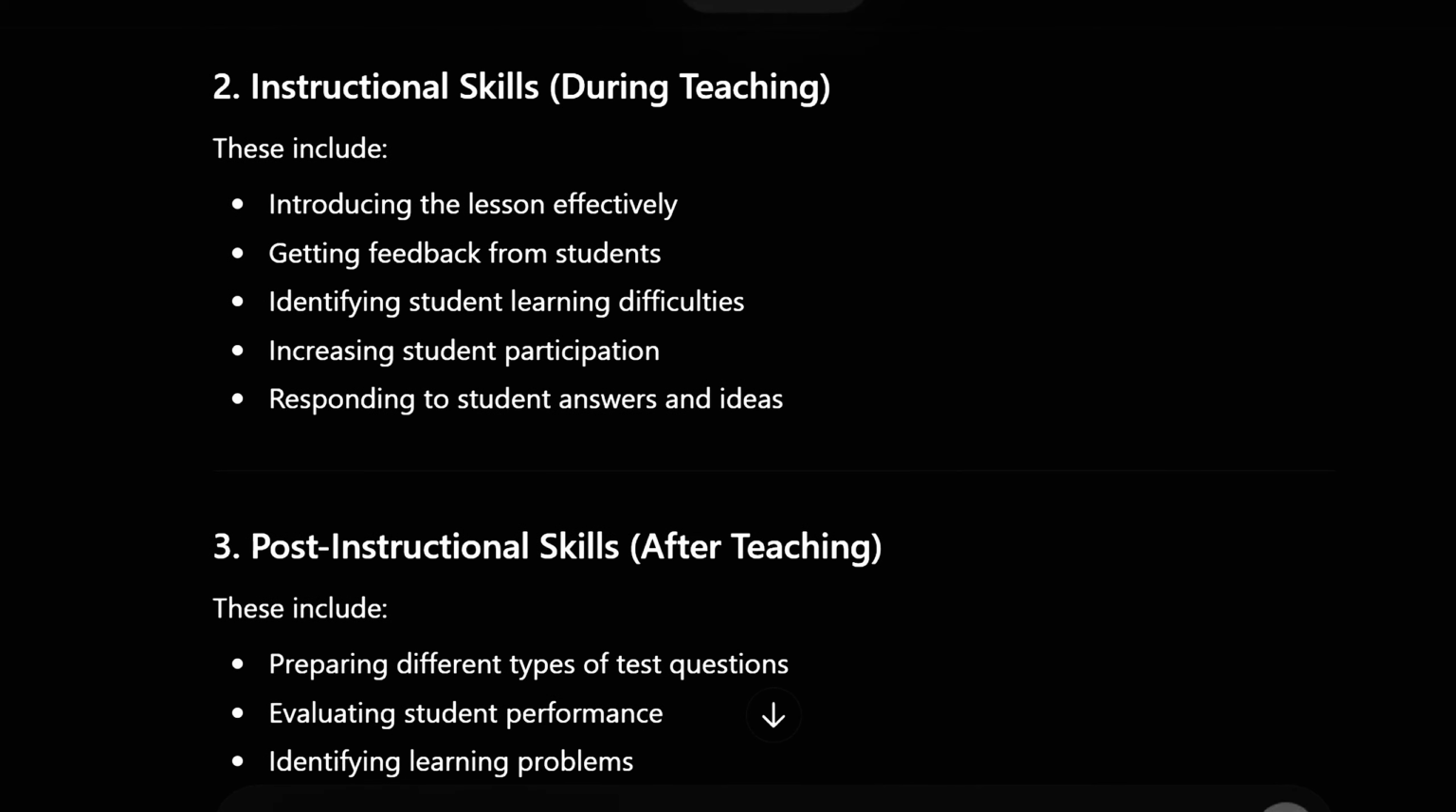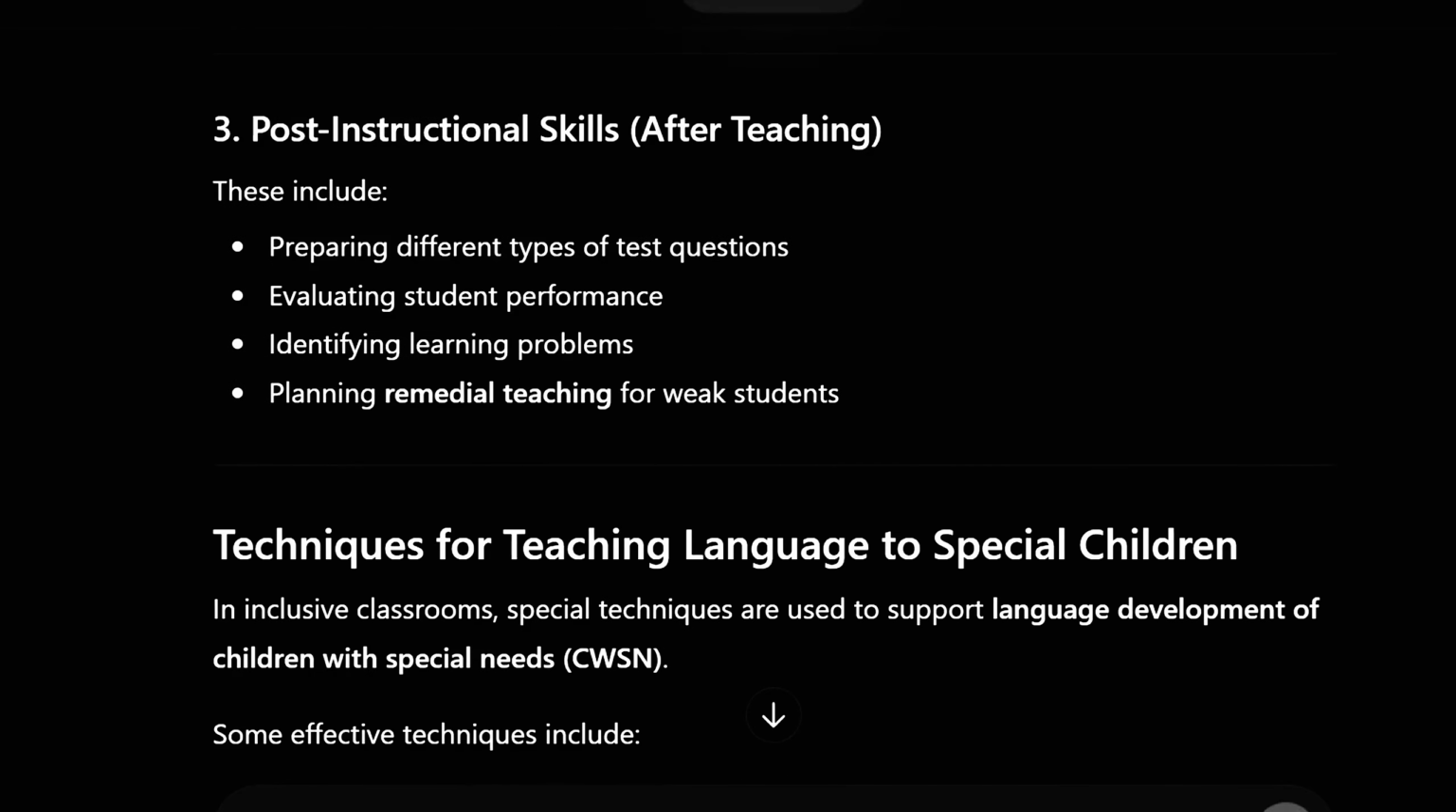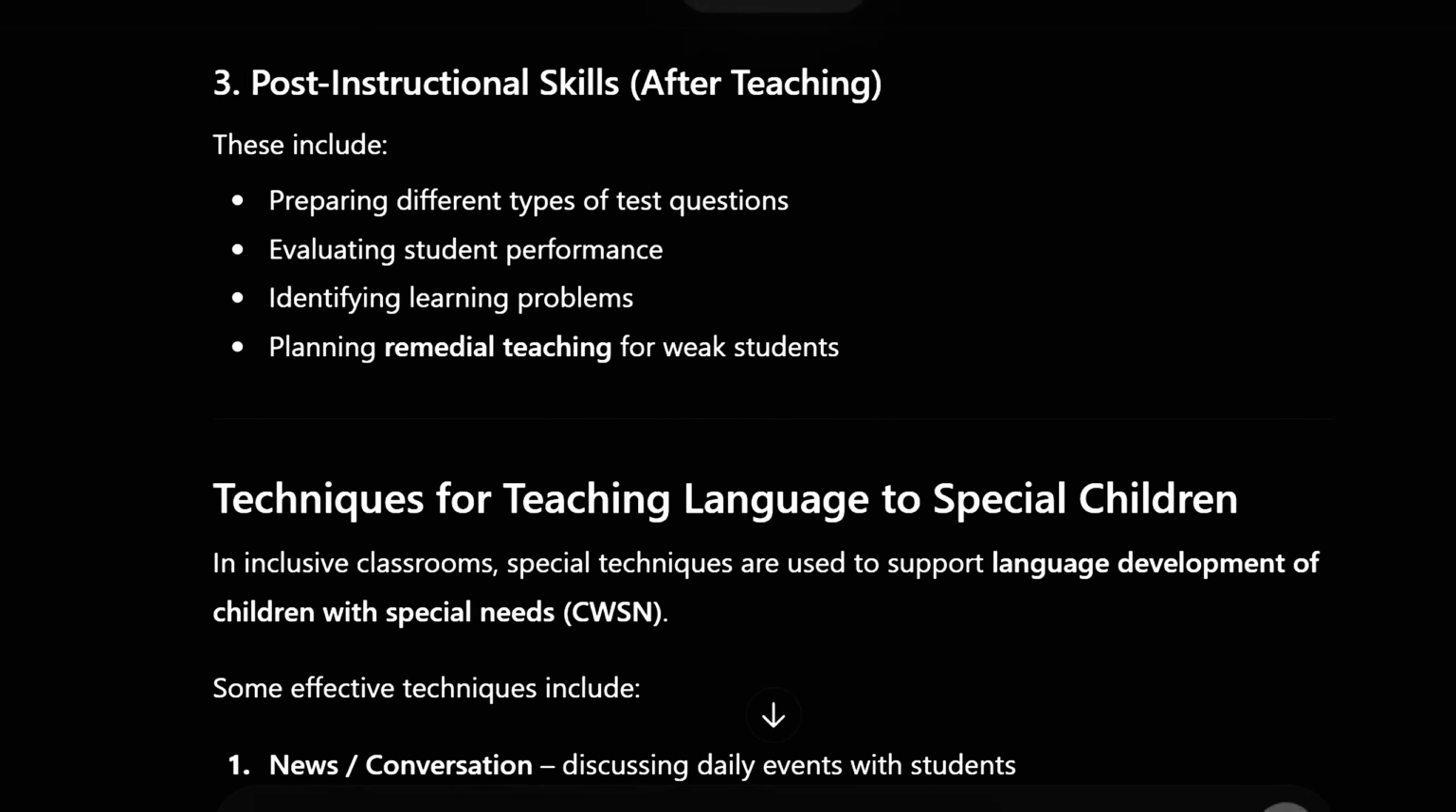2. Instructional skills during teaching. These include introducing the lesson effectively, getting feedback from students, identifying student learning difficulties, increasing student participation, responding to student answers and ideas. 3. Post-instructional skills after teaching. These include preparing different types of test questions, evaluating student performance, identifying learning problems, planning remedial teaching for weak students.